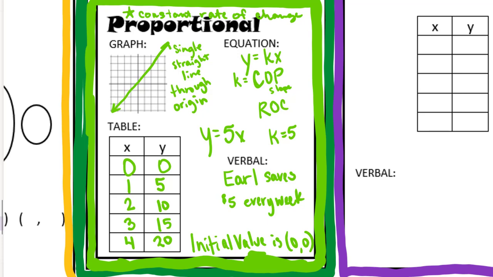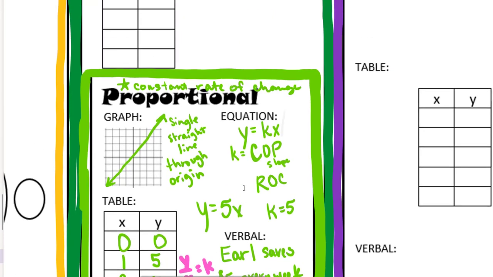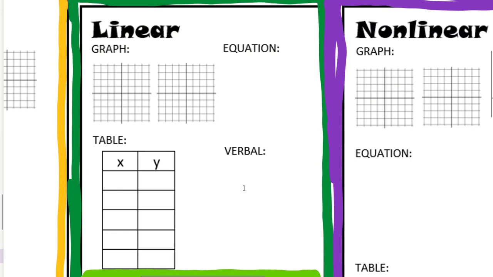All right, finding the rate of change from a proportion, the fastest way to get there would be y divided by x. That will give you your constant of proportionality for a proportion. So 5 divided by 1, 10 divided by 2, 15 divided by 3, 20 divided by 4, all of those equal 5. 5 is your constant of proportionality for this particular proportion. From there, let's take a look at linear functions just in general. Not necessarily proportional ones, but linear functions. So linear functions could look like all kinds of things as long as it's a single straight line.